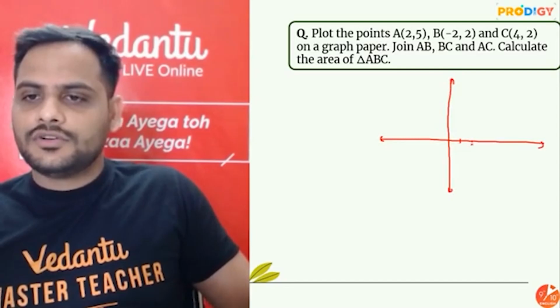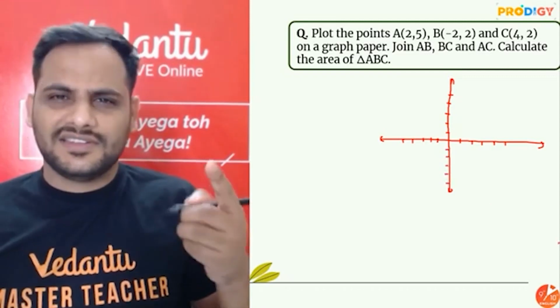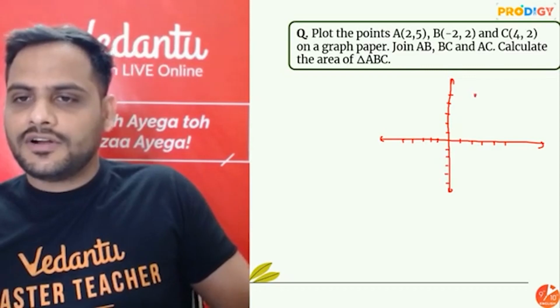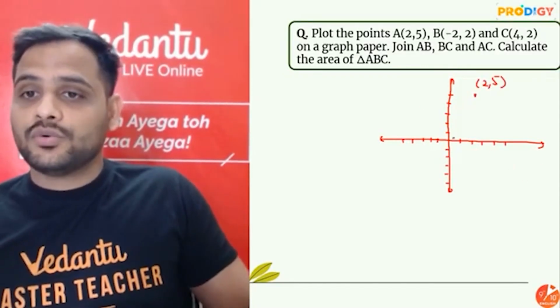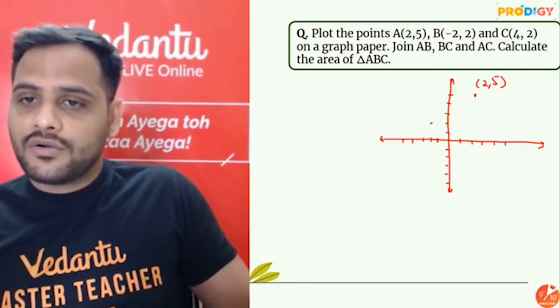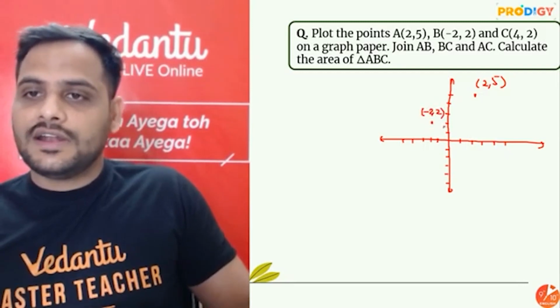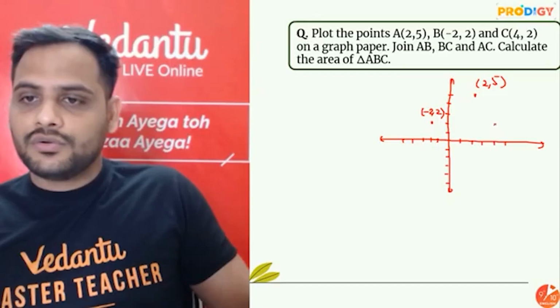All right, 1, 2, 3, 4, 5. Just a rough graph I am drawing. (2, 5): x coordinate 2, y coordinate 5 over here. Then (-2, 2): x coordinate -2, y coordinate 2 over here. Remember, always first see the x coordinate, then see the y coordinate. (4, 2): x coordinate 4, y coordinate 2 over here.